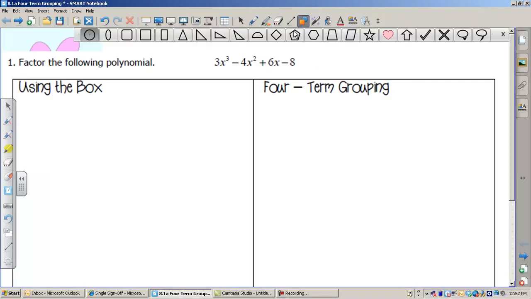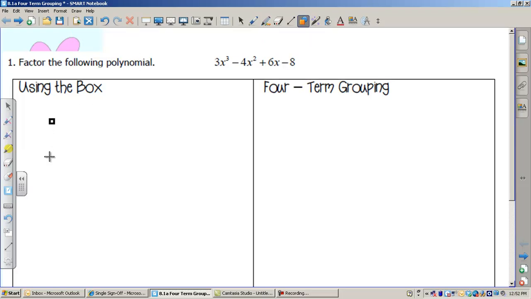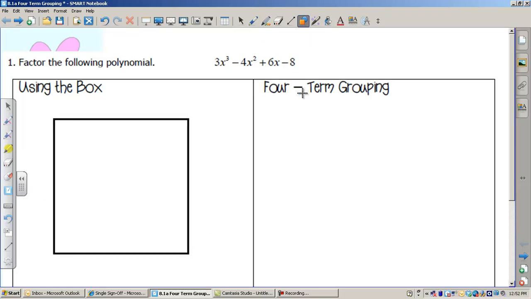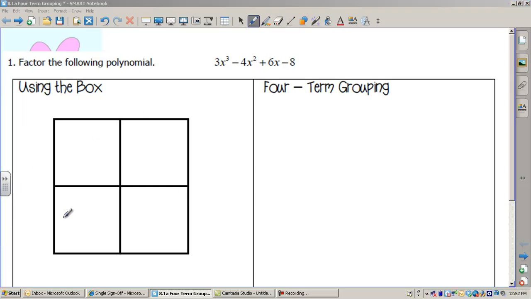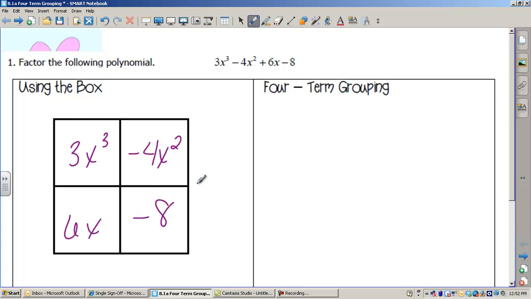So the first thing you want to do is draw a box. Because this has four terms, you want a box that is broken up into four segments, just like a window pane. And we're going to fill in this box with the terms for my polynomial. The first thing here is 3x to the third, then minus 4x squared, then 6x, and minus 8.